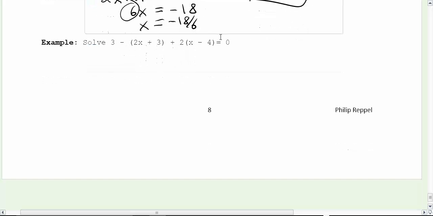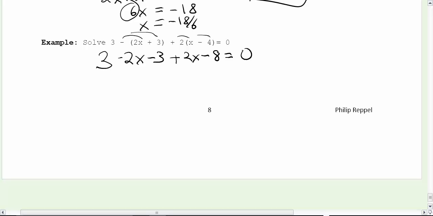And the final one. So again, take your time, give it a try. Parentheses, I have to get rid of them. I have to be careful by distributing properly, right? So, once again, 3 minus 2x minus 3 for this set of parentheses plus 2x minus 8 equal to 0. I'll combine my like terms. 3 minus 3 is 0. Minus 2x plus 2x is 0. And I'm left with minus 8 equal to 0.